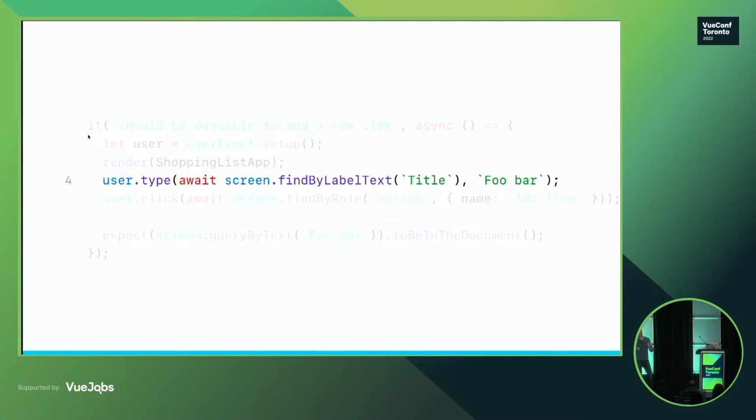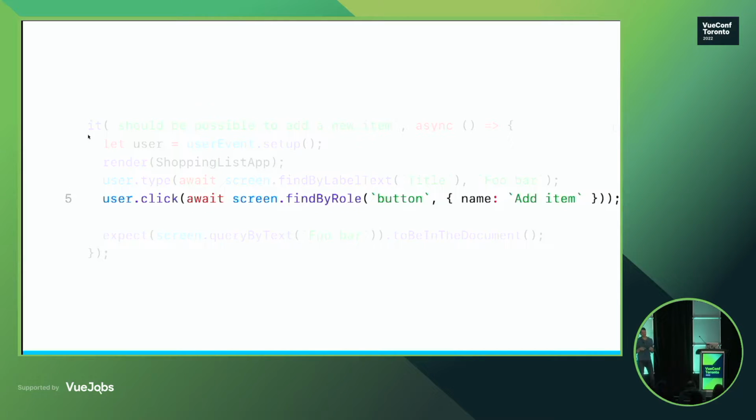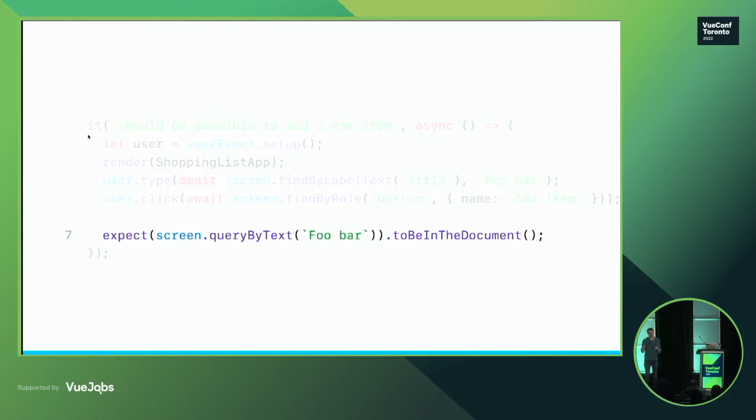So here we again find an input field with the label title, and we enter some text. And again, we click the add item button. And last but not least, we look for the text to be successfully rendered again in our shopping list.